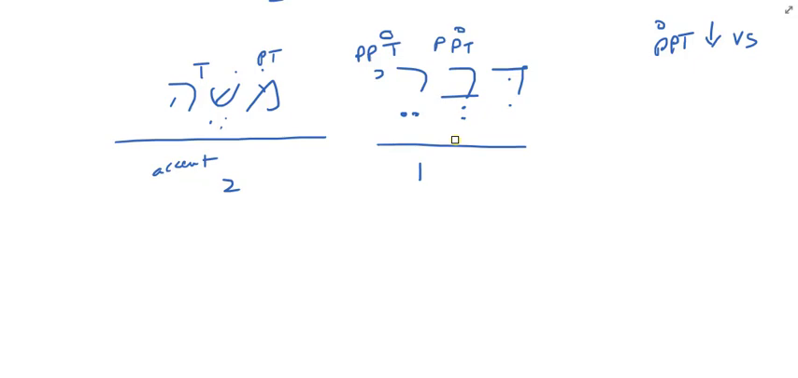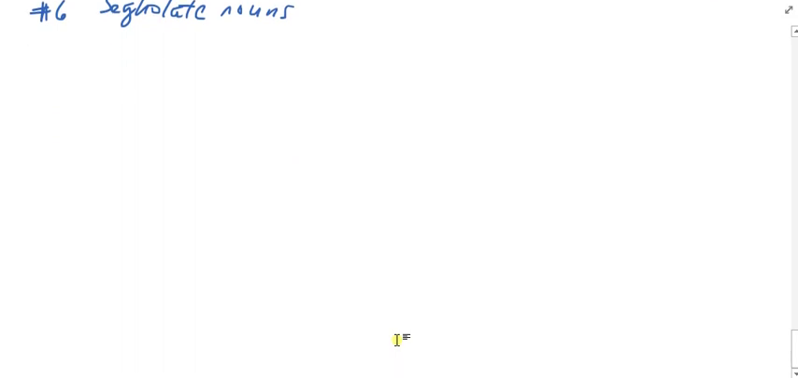Okay, let's look at number 6 in the textbook. And again, this is page 102. The sixth sort of change that we have is when we're dealing with segolate nouns. Okay, you guys remember what segolate nouns are? Yes, typically they have double segol. And what do you know about the stress pattern of segolate nouns? Yes, in the singular, they are committed to first syllable stress.